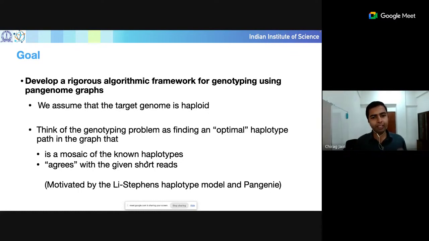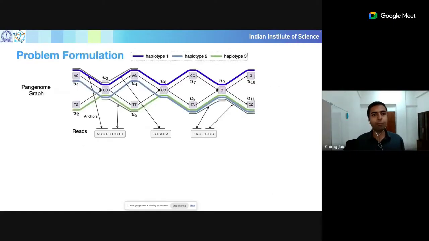So given this intuition, let me give you a precise problem formulation that we are working with. Let us say we have a pangenome graph which has some haplotypes represented as paths in the graph. So for example, you have 3 haplotypes shown here, one in dark blue, one in light blue, and one in green color.